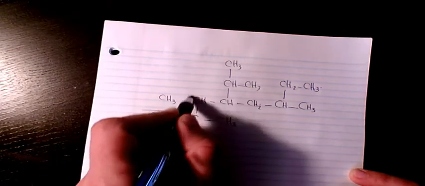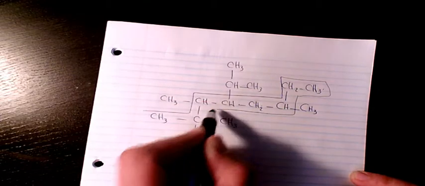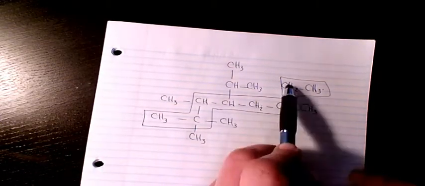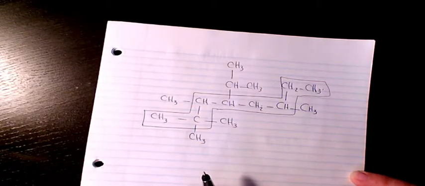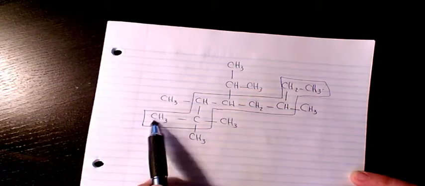So 1, 2, 3, like that. That will give me the longest chain. 1, 2, 3, 4, 5, 6, 7, 8. Yep, that's the one. And let's see if we need to name it from this side or this side.